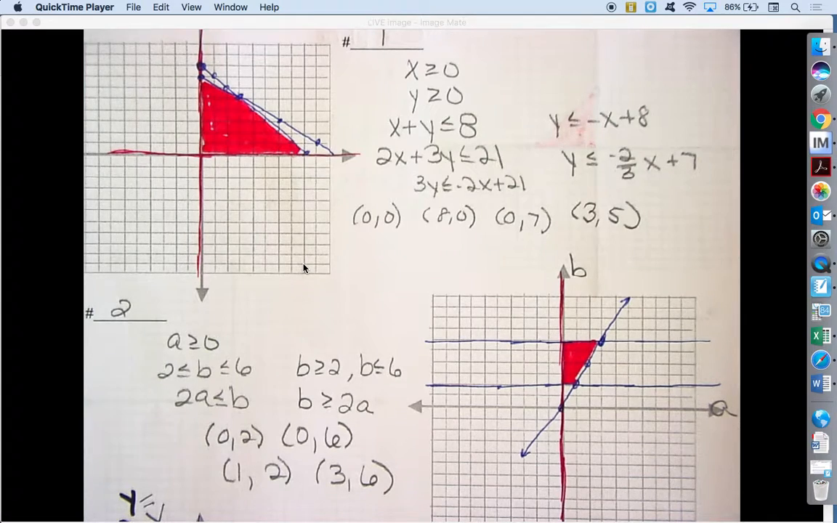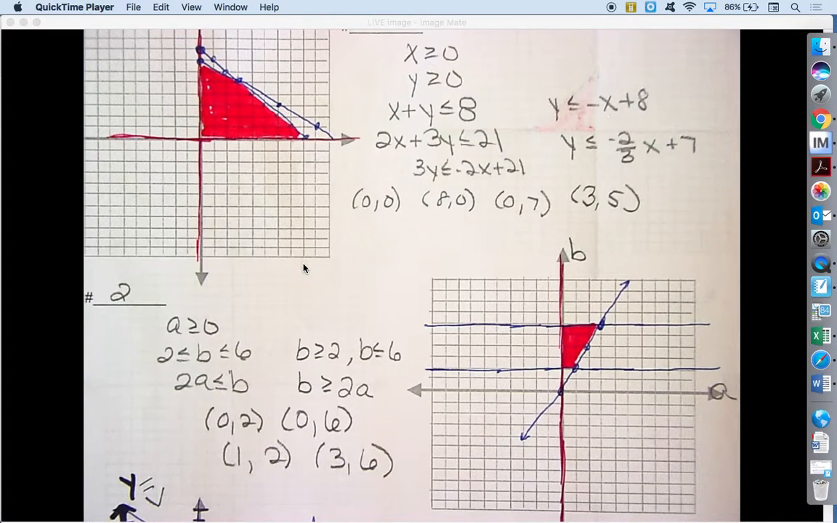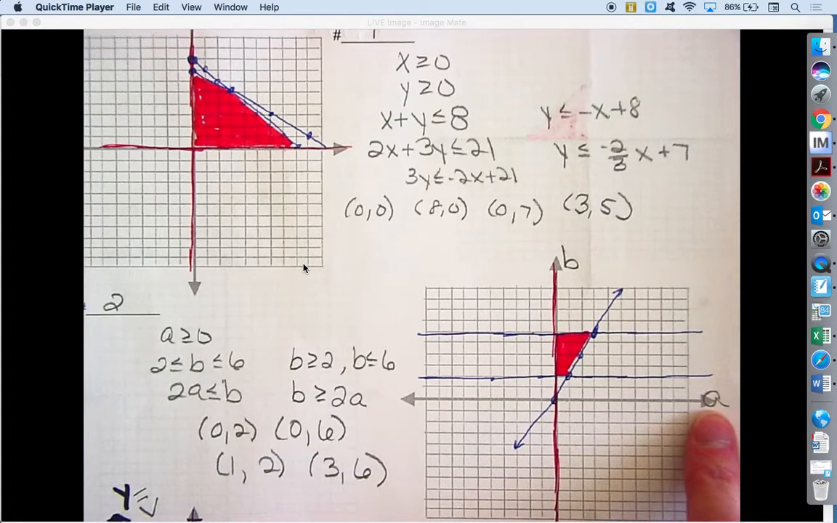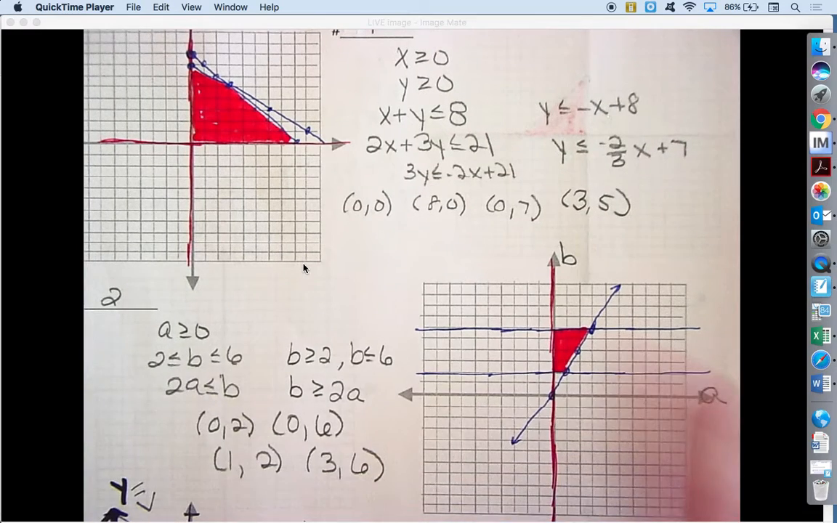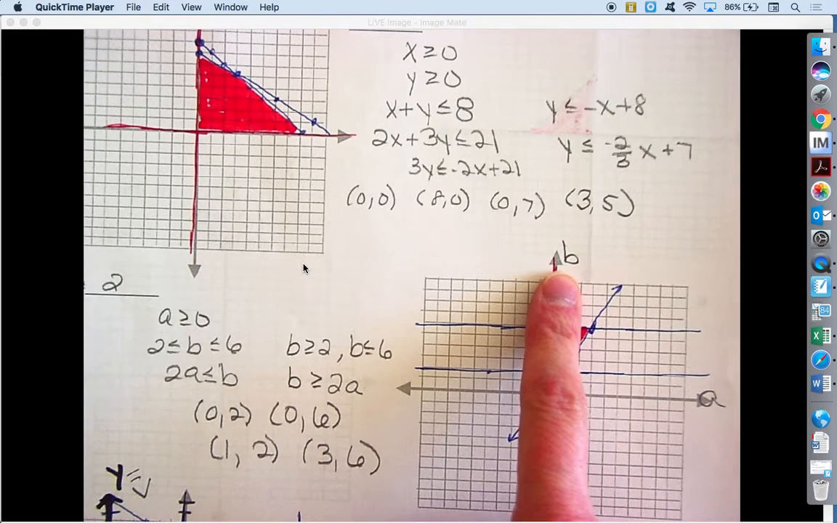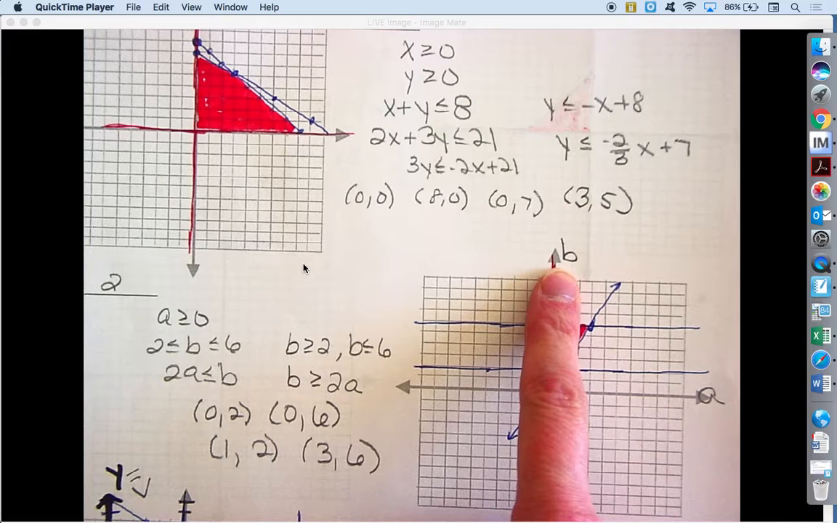All right, so the second one used A and B, and if you don't like A and B, write them as X and Y. That's totally your call. Or you could label your graph, like you could label the x-axis as A and the y-axis as B. That might help when you're graphing them if you're keeping them in the terms of A and B.